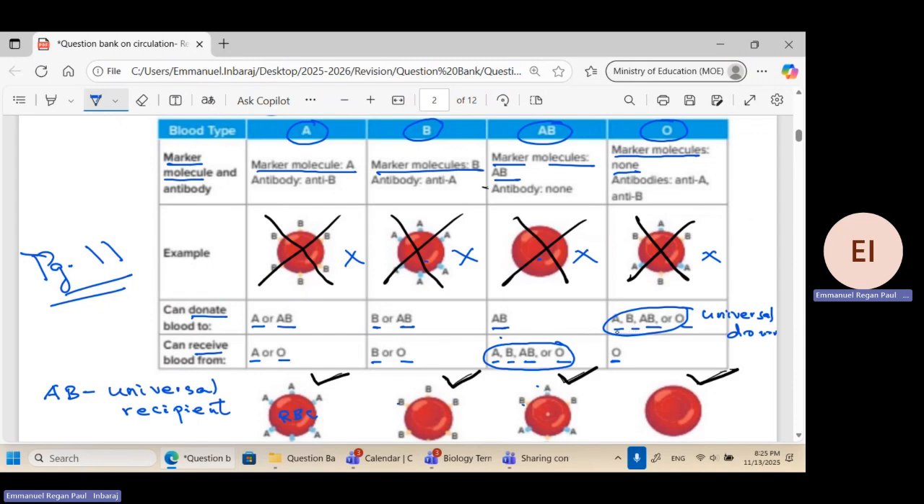Okay, so don't forget, this is very, very important, and you need to identify by looking at the marker molecules found on the RBCs. Okay, very important. You will get two questions from this. And one more question that is definitely going to come is about the RH factor. Now let's look at the RH factor. Okay, let's go down.